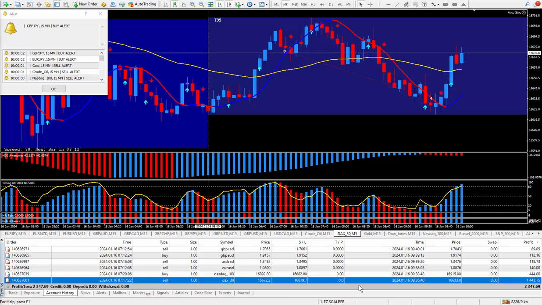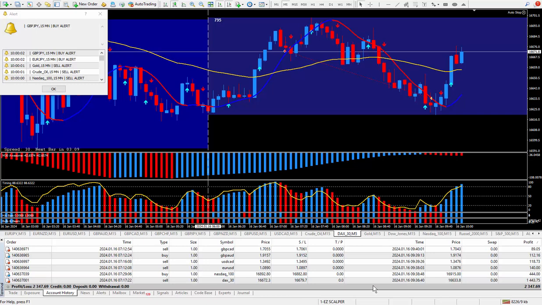So another great day of trading using my easy scalper. I knew it was going to be well over 200, mainly because of this DAX 30. I added up all the pips and the ticks. Grand total came to 464, and all of those pips and ticks paid out $2,347.